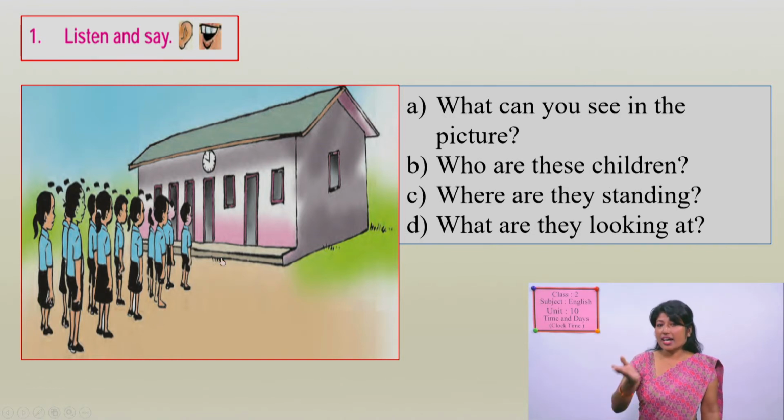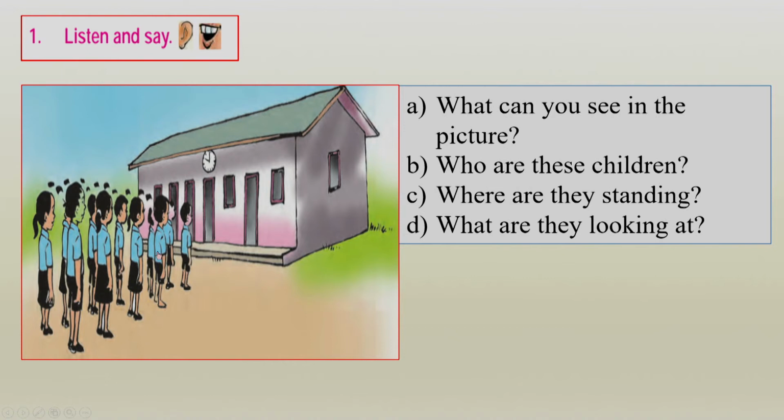What do you think? Why are they looking at the clock? Because our school routine runs according to the clock. What do you do when it is 10 o'clock? What do you do? So you stand in the line, right? The assembly is conducted in school. So this must be assembly time, and they are assembled in front of school. So they are in the assembly.